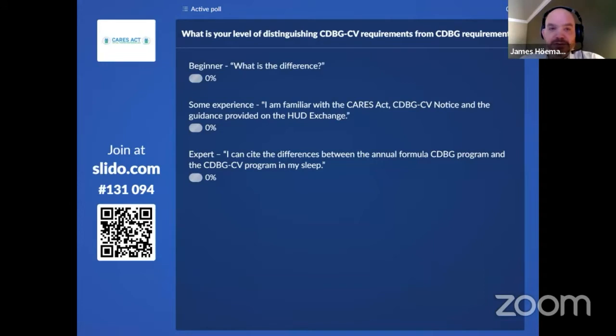All right, so this is our first poll that we have. What is your level of distinguishing CDBG-CV requirements from CDBG requirements? You've got one of three choices.